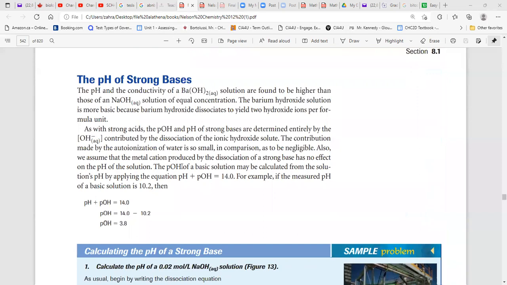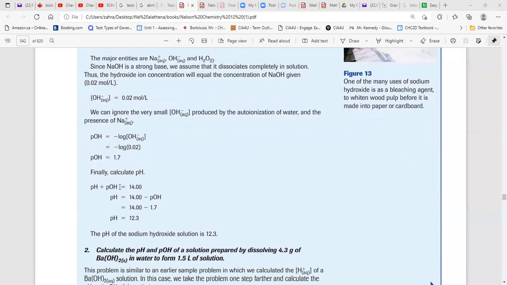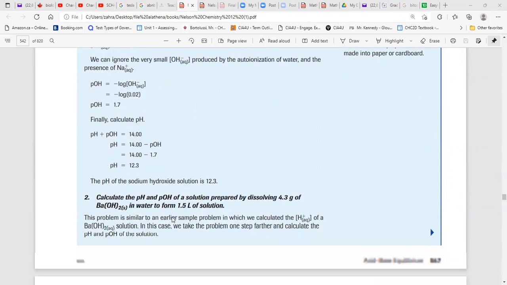pH of a strong base, very similar. Calculate the pH of a 0.02 mole per liter NaOH solution. NaOH is strong, turning into Na plus and OH minus. The concentration of NaOH will be the same as OH here because it's a 1-to-1 ratio. So we have the concentration of OH. So pOH is negative log of the concentration of the OH. We find that pOH to be 1.7, and pH plus pOH is 14. Knowing the pOH, just rearrange for pH, and that would be your pH.